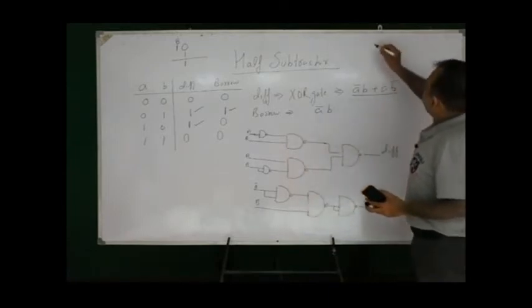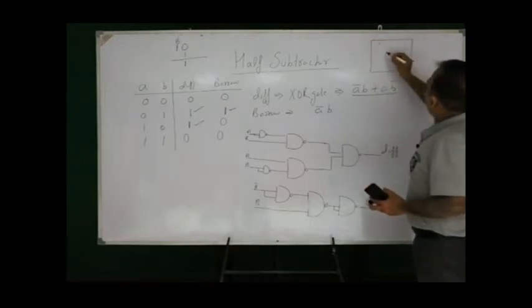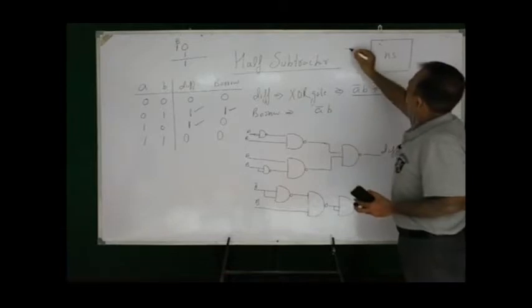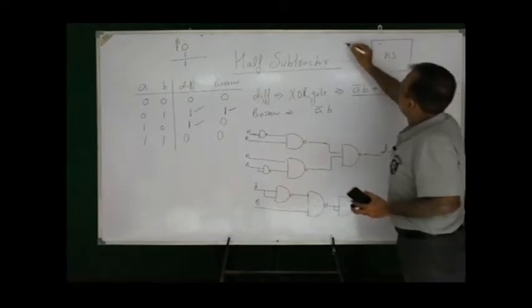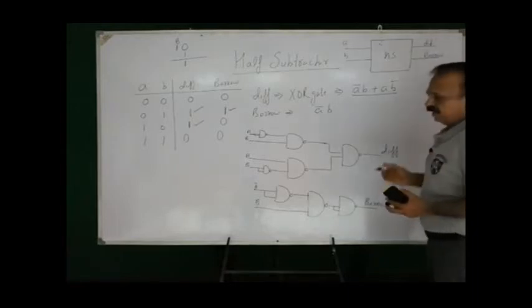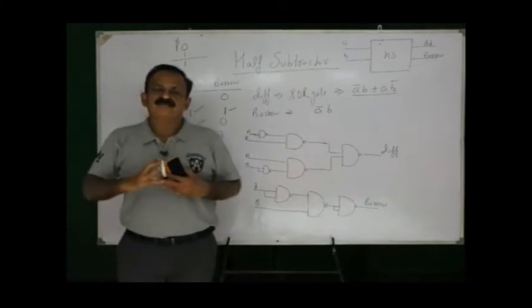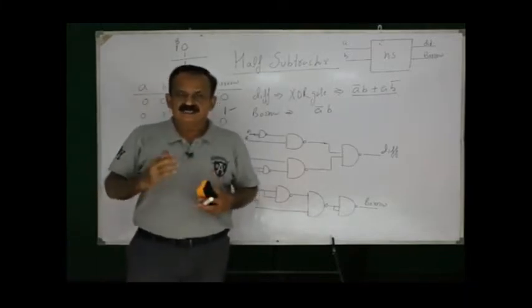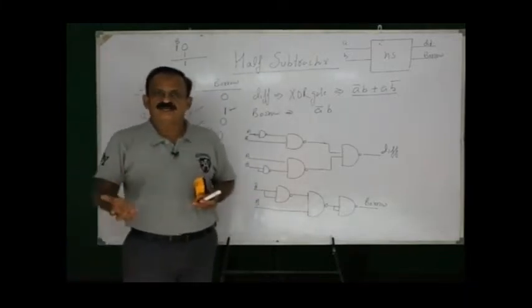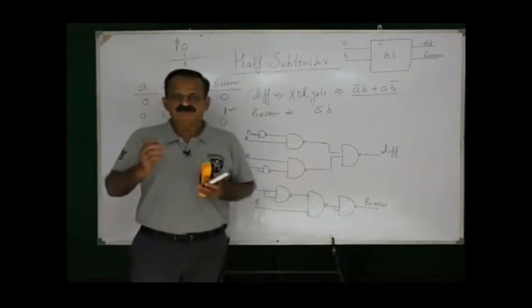Now for the block diagram, this particular is the block diagram for half subtractor. It will have two inputs, A and B, and there will be two outputs, one is difference and the other will be borrow. Now this particular circuit is a half subtractor, that means a circuit which is used to subtract two bits, or it is implementing A minus B.